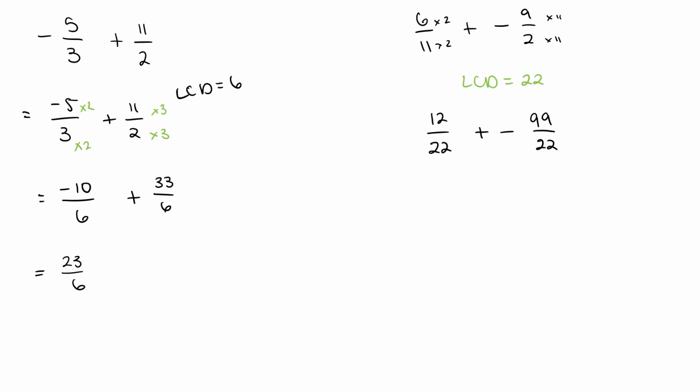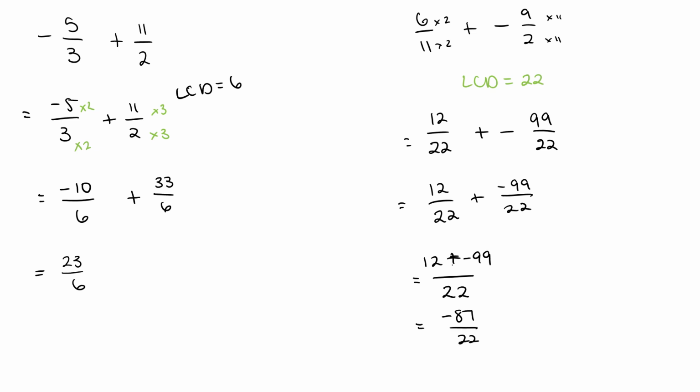Now, remember that adding a negative is the same as subtracting, but we can also move that negative to the top of that fraction here. We know our denominator needs to stay the same, but this now becomes 12 plus negative 99, which is the same as saying 12 subtract 99. So our final answer would be negative 87 over 22, which can't be simplified any further.